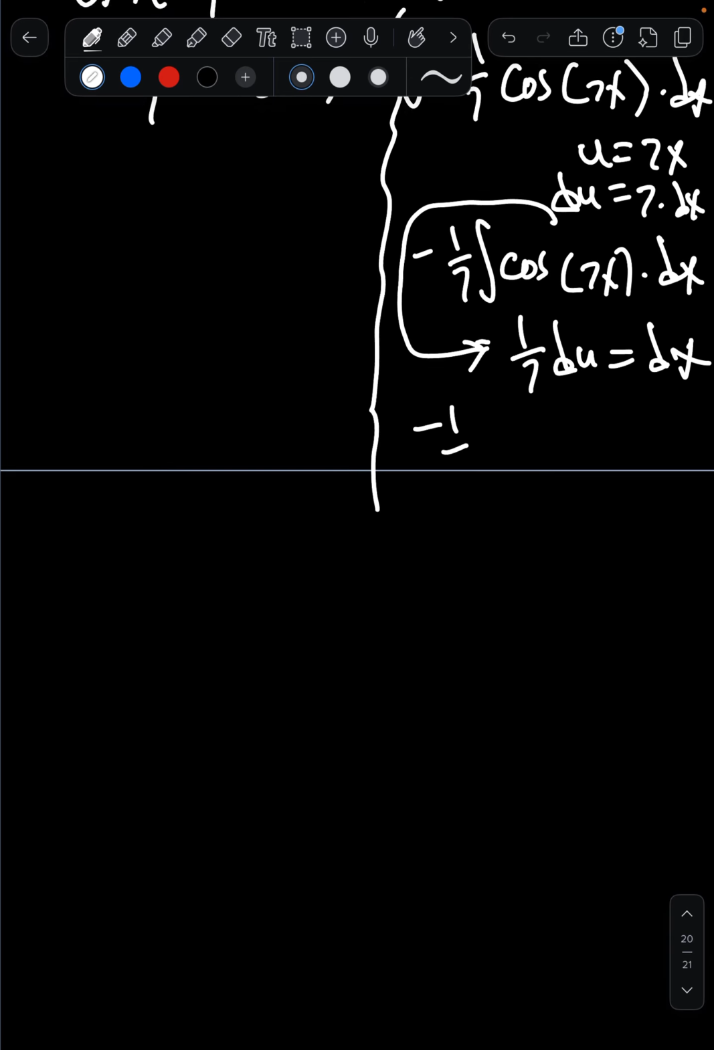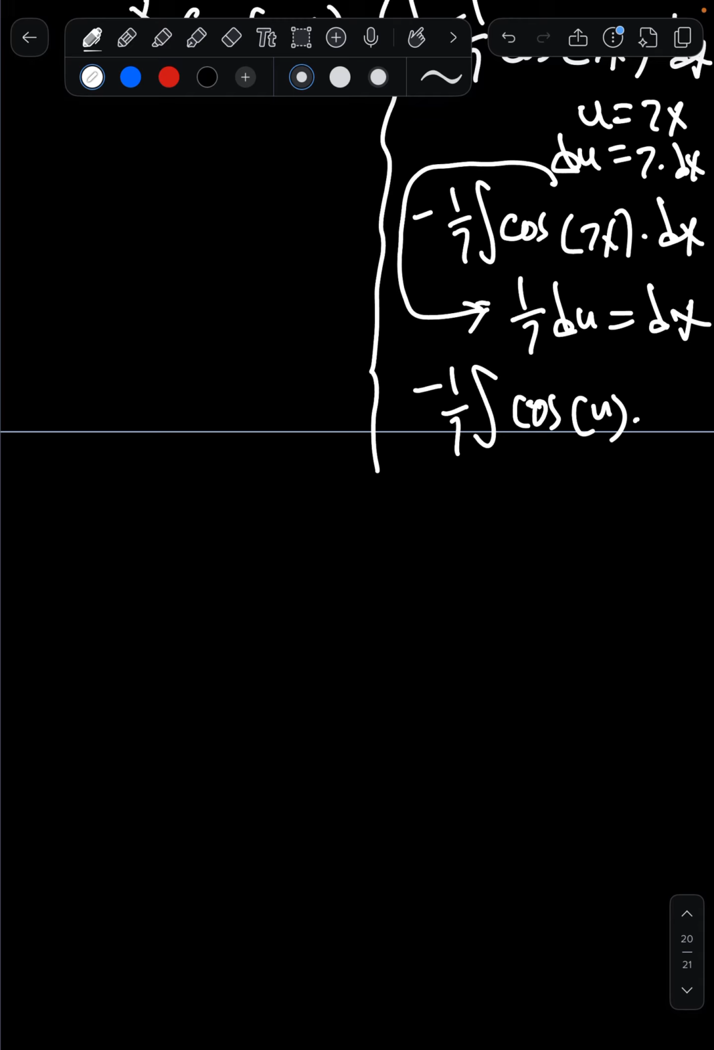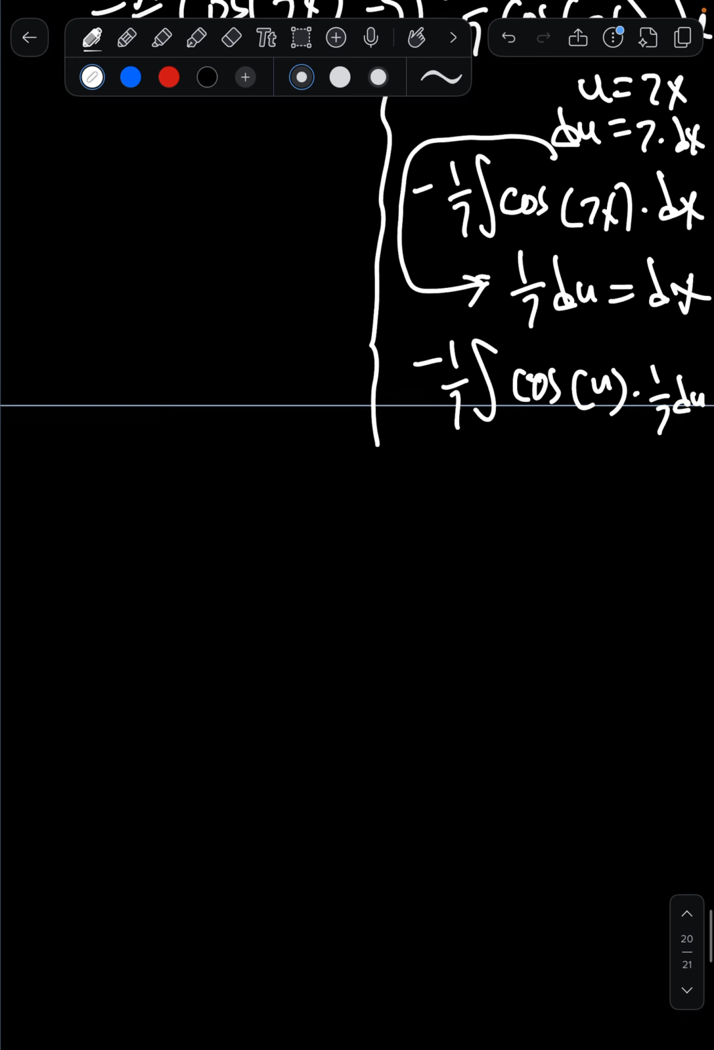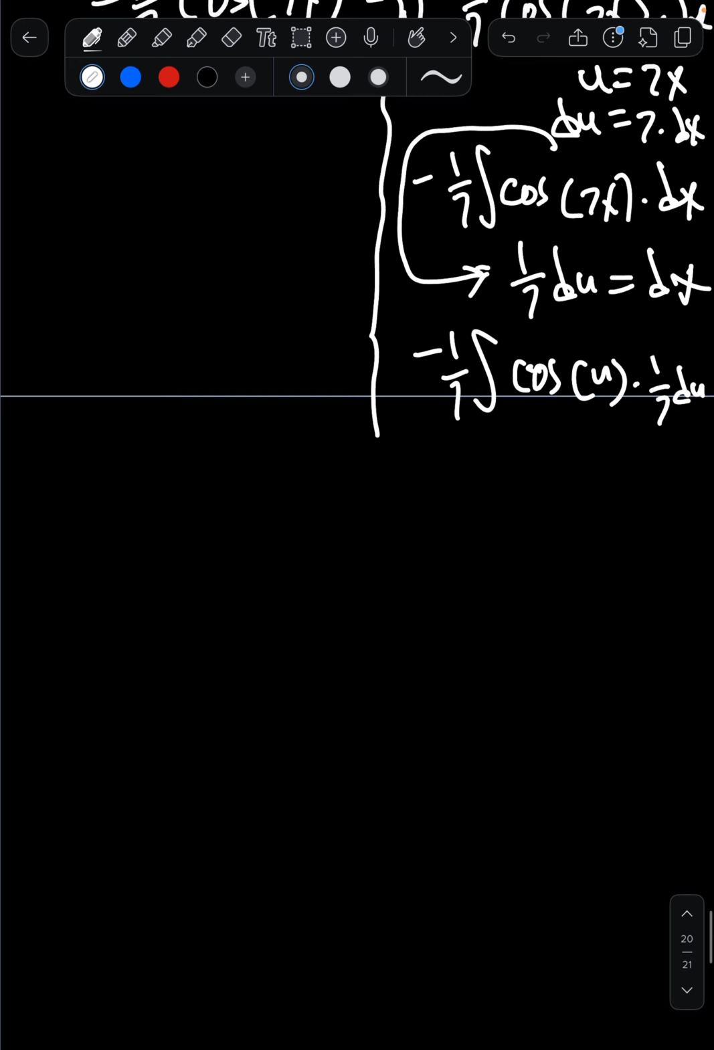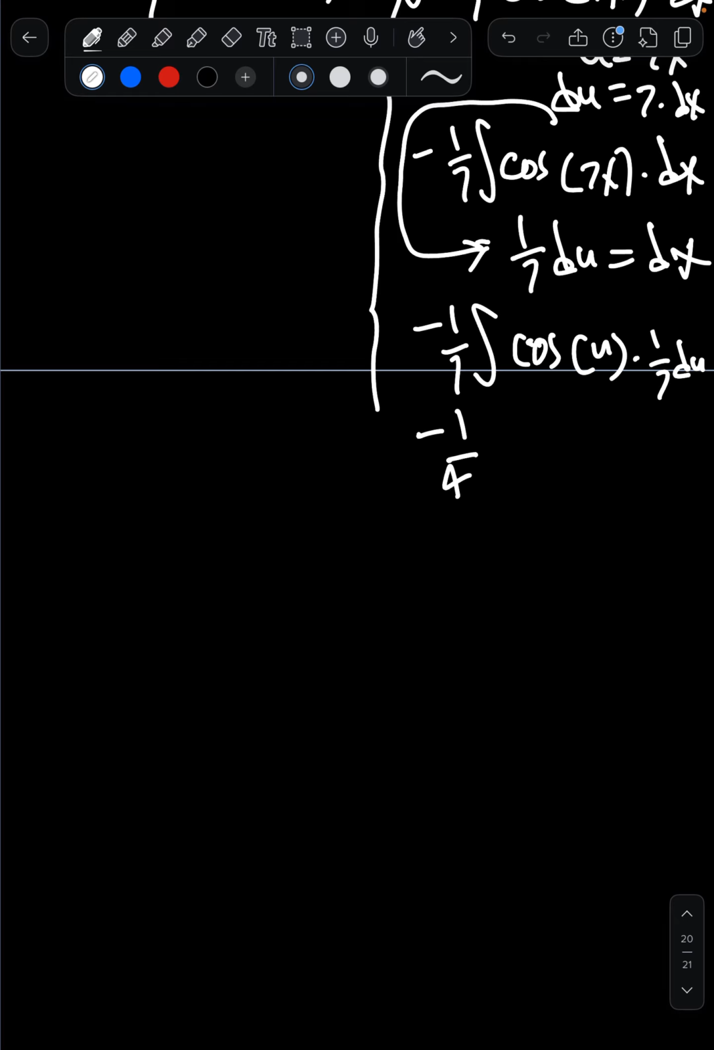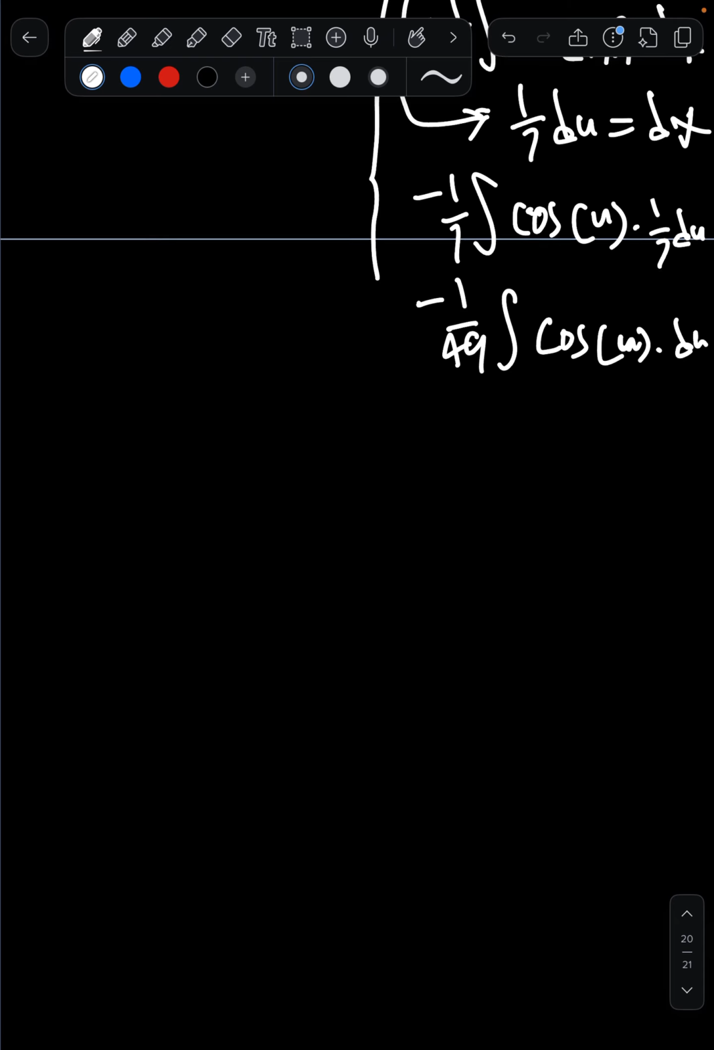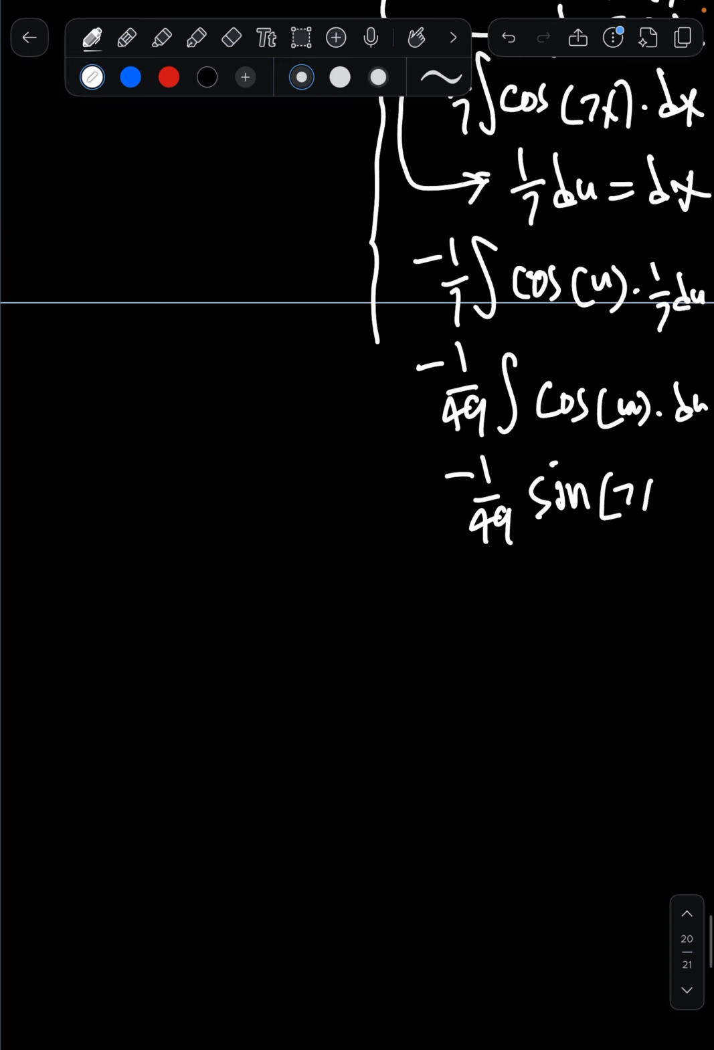So we can rewrite it as negative 1 over 7, the integral of cosine of u times 1 over 7 du. Now notice again that the 1 over 7 can completely come out of the integral and multiply with the negative 1 over 7 that's outside already. That would give us negative 1 over 49 times the integral of cosine of u du. Now, the integral of cosine is sine. So we now have negative 1 over 49 sine of whatever u is. What do we set u as? 7x. So it's sine of 7x.